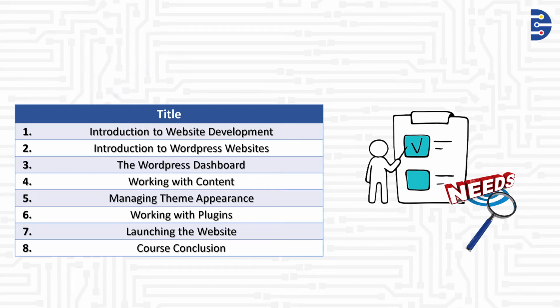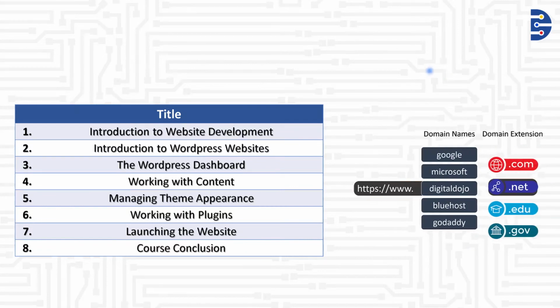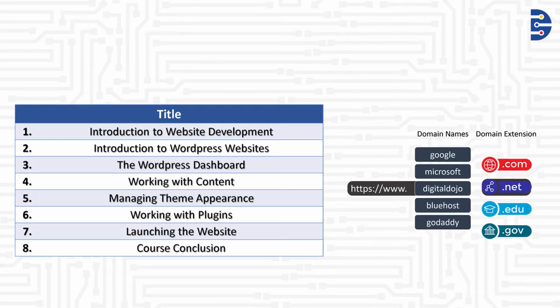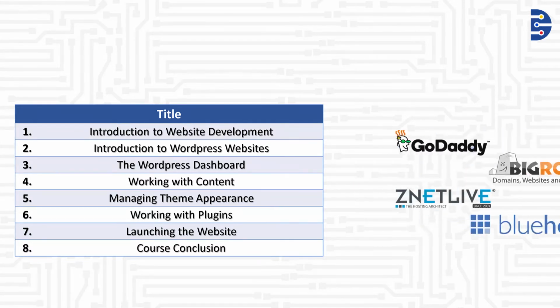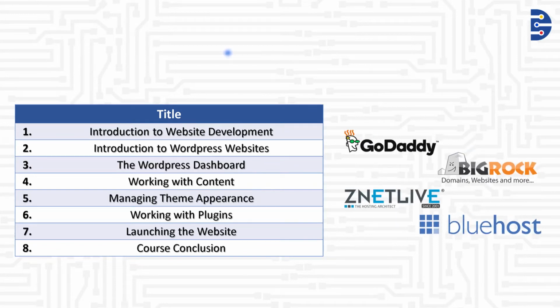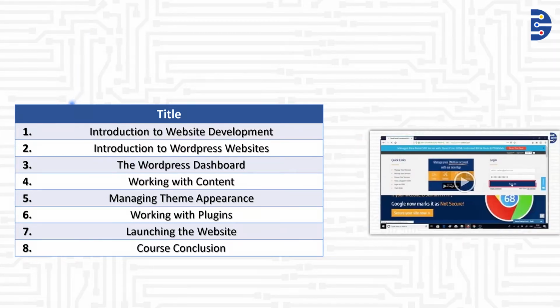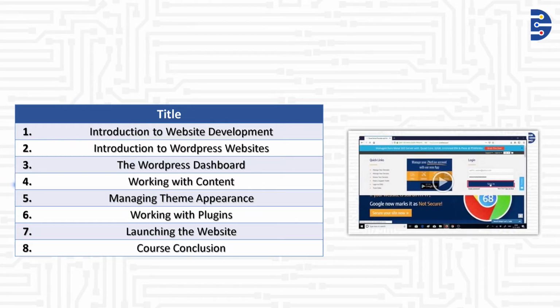Going further, we'll look at how you plan your website. What are the different things you need to build a website? Then we'll look at domains. What are domains? What are the different extensions? And how do you choose the right domain? We also look at hosting. How do you decide which web hosting to buy? And then we have some practical sessions on purchasing a domain and working with web hosting.